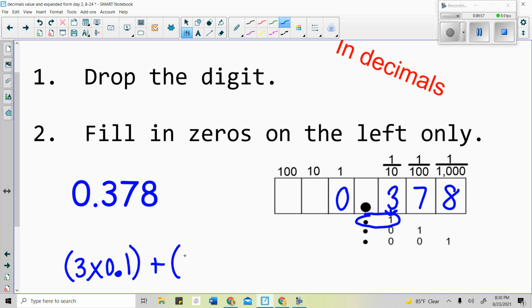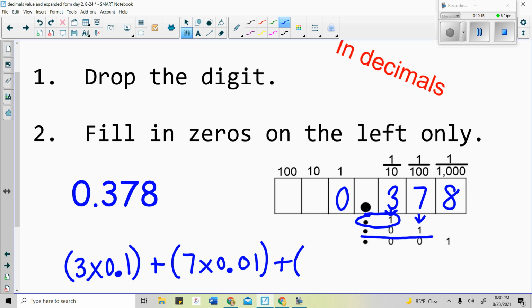Now my next digit is a 7, so I'm going to do 7 times, and I look underneath the 7, and I get 0.01 because I have to have 2 places over to have the hundredths place. Let's put a 0 on the front, and look, it looks kind of like 100 backwards.